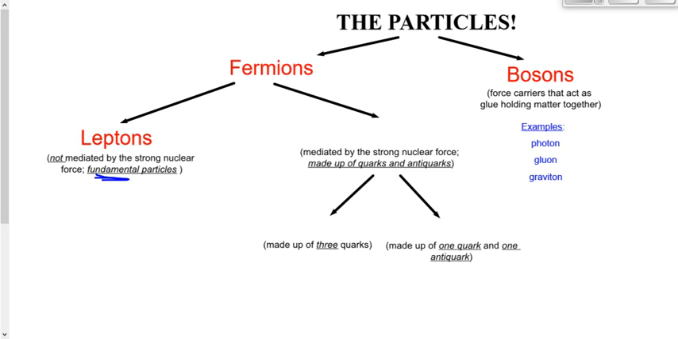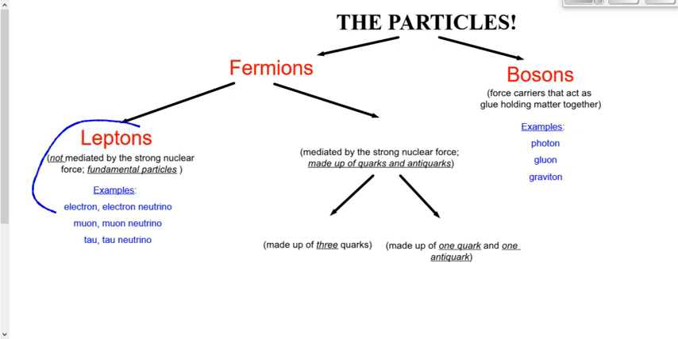These fundamental leptons. Some examples of leptons would be an electron or an electron neutrino, a muon or a muon neutrino, or a tau neutrino. We need to remember these. We need to remember that an electron is a fundamental particle that is not mediated by the strong nuclear force, as well as the corresponding electron neutrino.